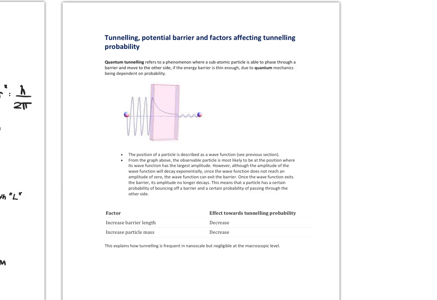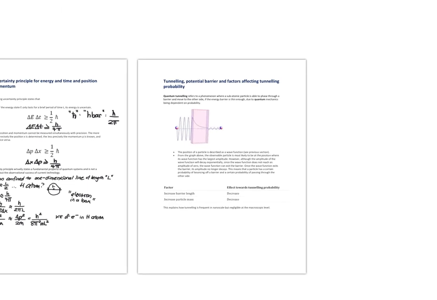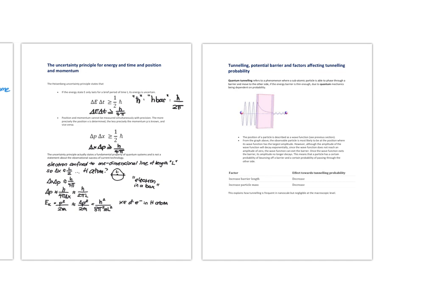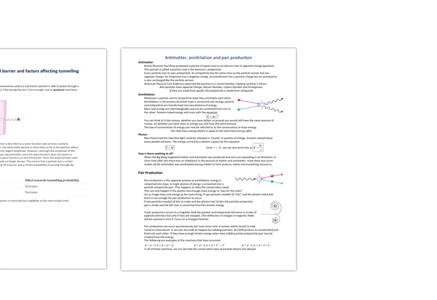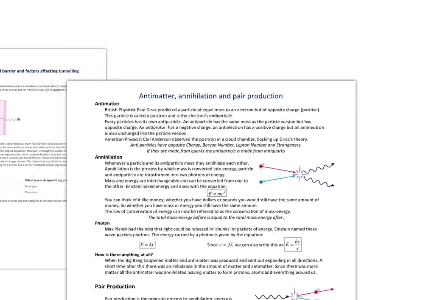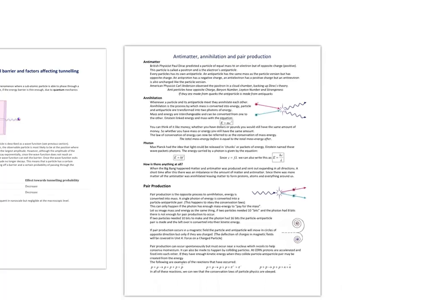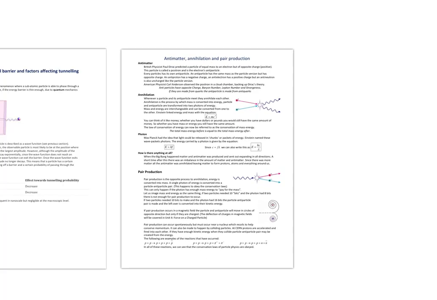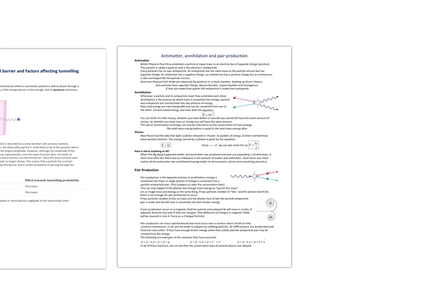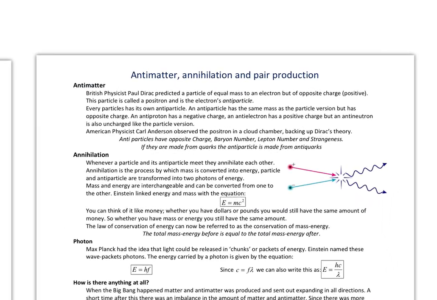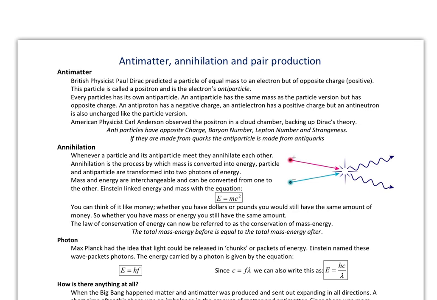Okay, there's one other aspect which I think is just a simple application of E equals mc squared, but they stuck it in topic 12, so I will include it. Here we have antimatter, annihilation, and pair production. I'm going to zoom in on the page. Antiparticles have opposite charge, baryon number, lepton number, and strangeness.